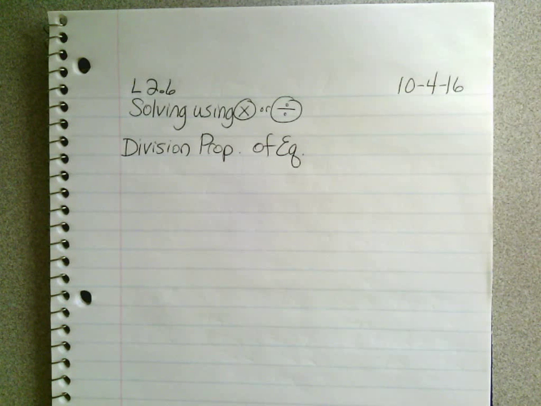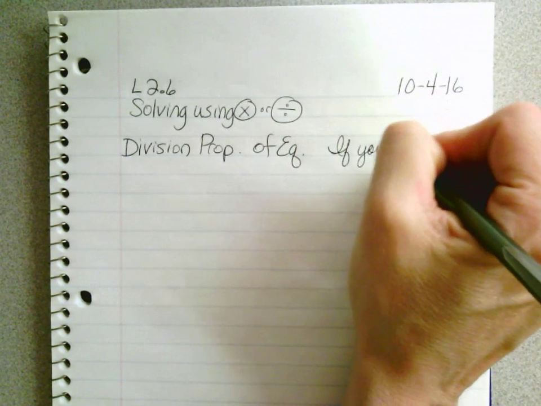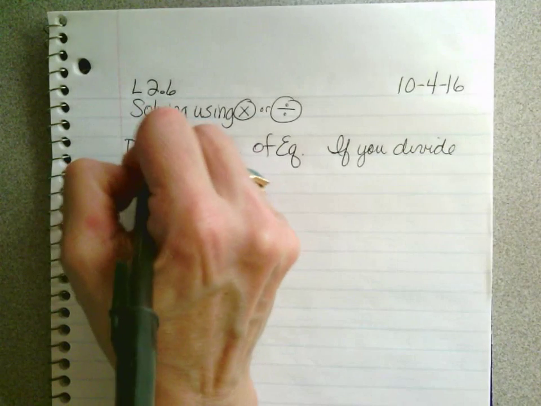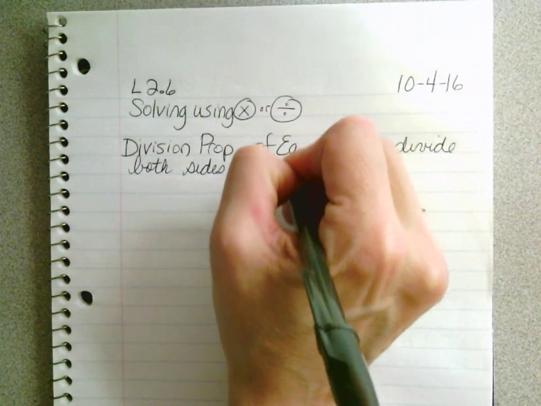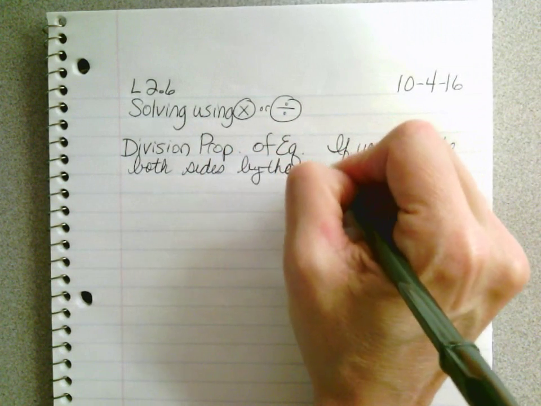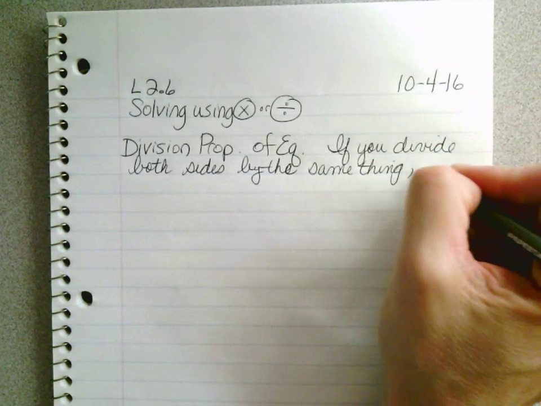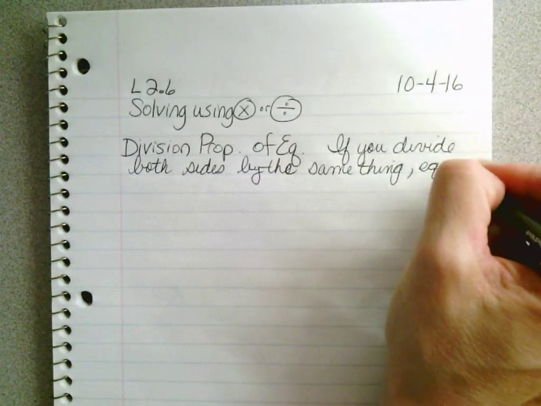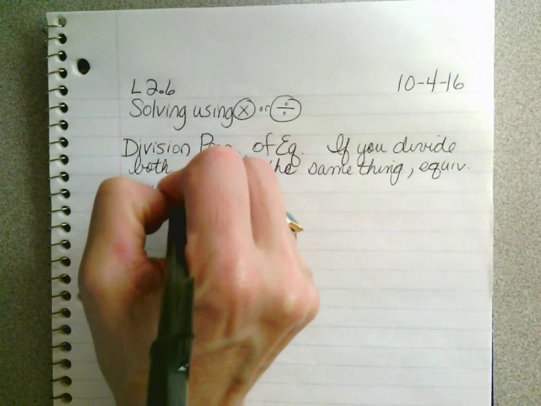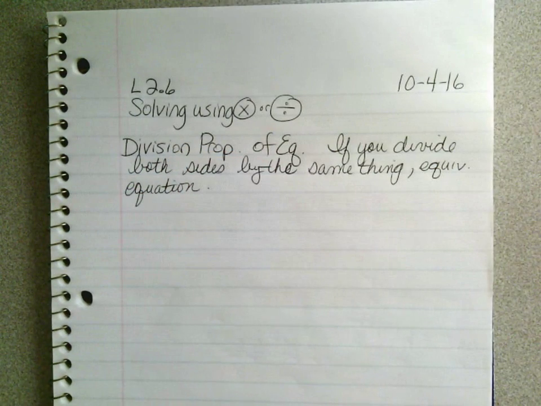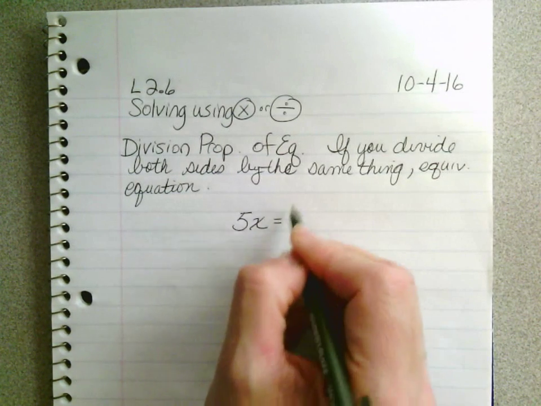The division property of equality states that if you divide both sides of an equation by the same thing, you still have the same equation. In other words, you produce an equivalent equation. Now your book example was like 3 times x is 12, but 5 times a number is 20.